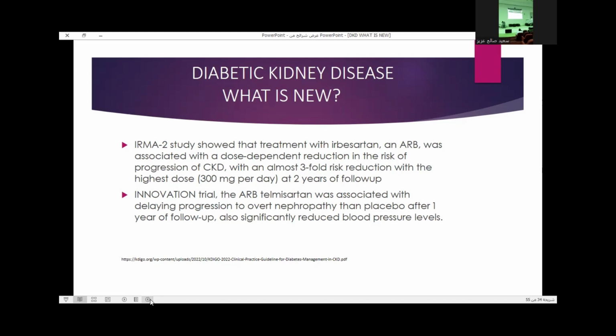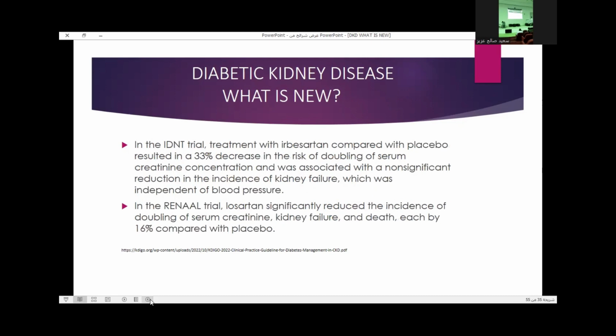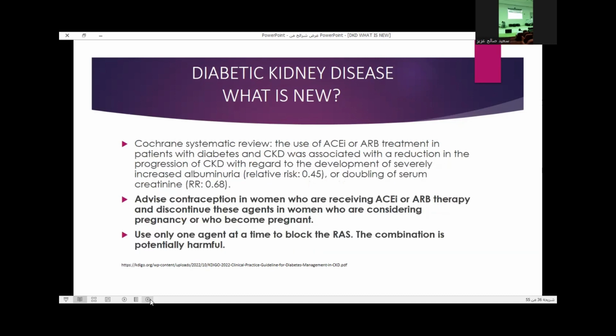The INNOVATION trial, which was done on telmisartan, was associated with delaying the progression of nephropathy compared with placebo. The IDNT trial also showed that irbesartan compared with placebo had a 33% decrease in the risk of doubling of serum creatinine. And the RENAAL trial showed that losartan reduced the incidence of doubling serum creatinine, kidney failure, and death, each by 16% compared with placebo.